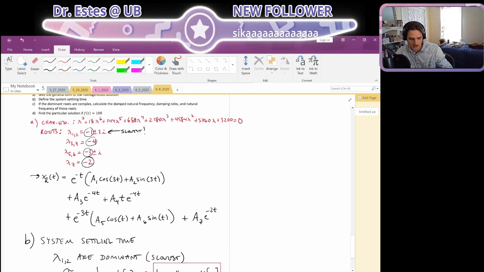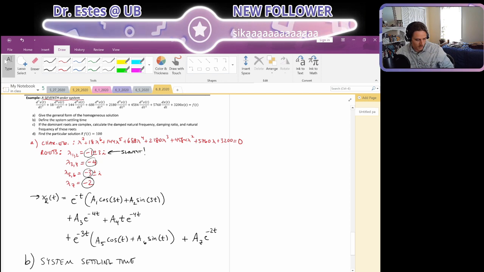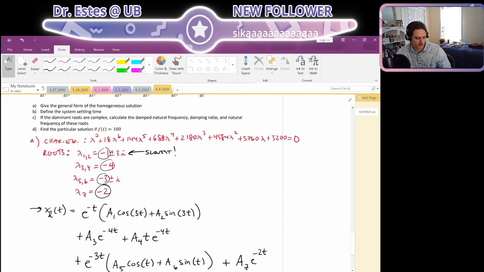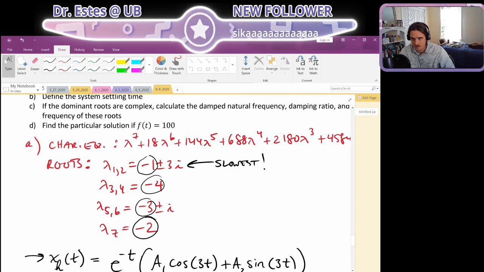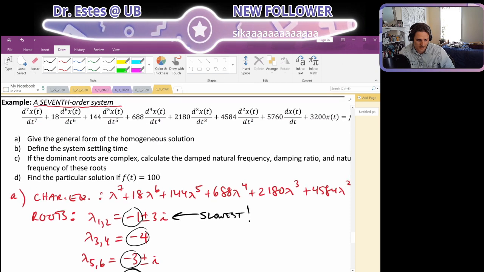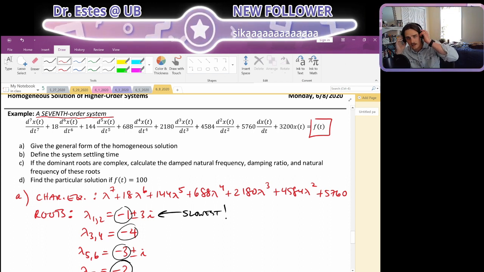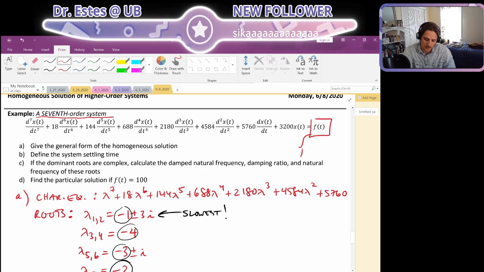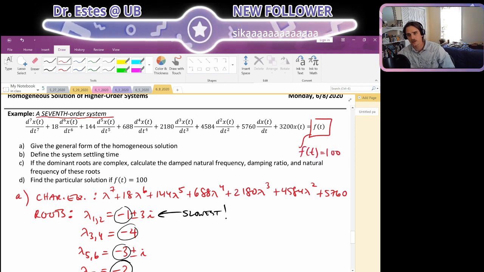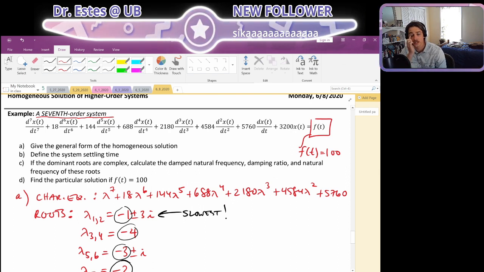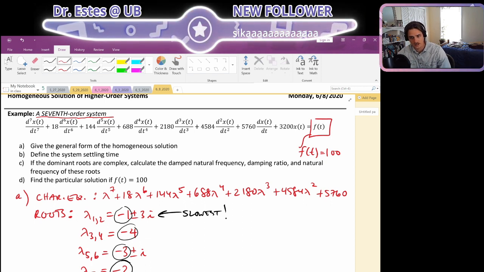We're just cruising along today. Okay. The last part. Let's find the particular solution if f of t is 100. So f of t is this forcing function to this 7th order system. So we're saying, what if f of t is just 100, a constant? So now we're doing a little review, because on Wednesday of this week, I want to do backwards and forwards particular solutions. We're going to master particular solutions.